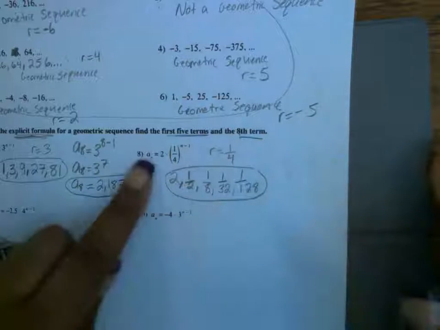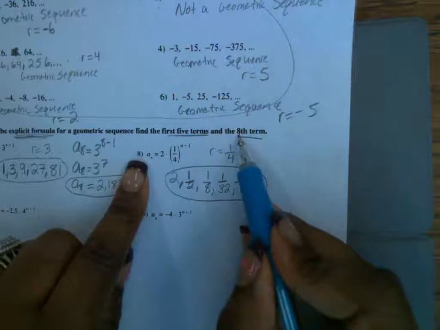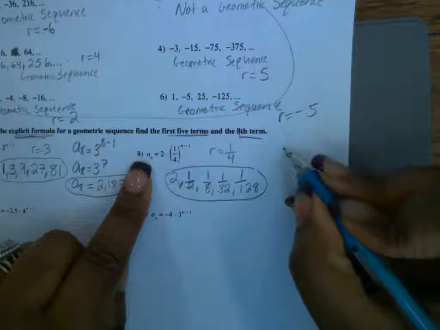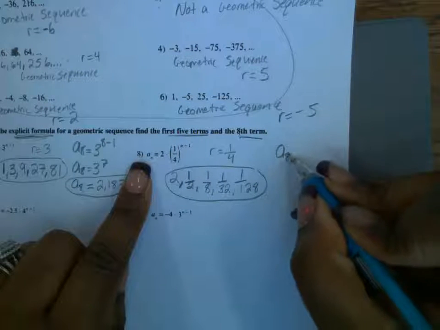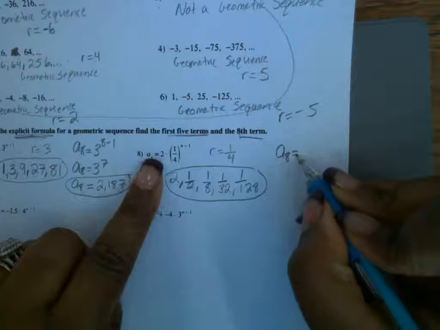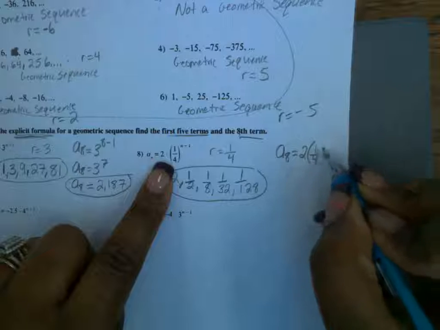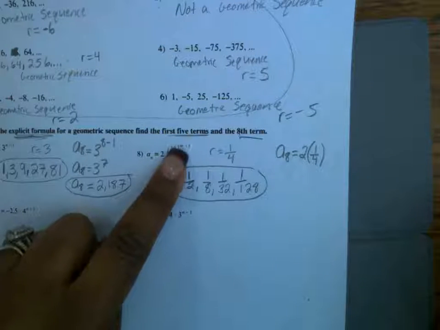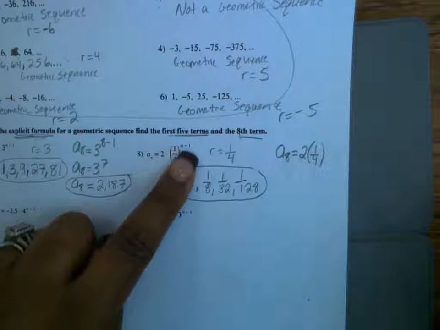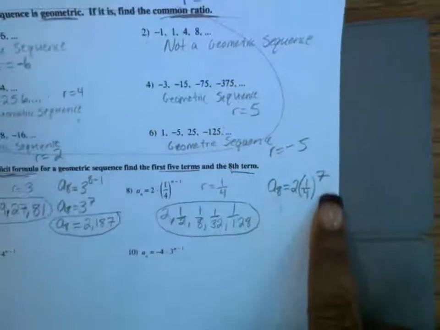So all we're doing again is taking this explicit formula and substituting 8 to find the 8th number in the list. So this is a sub 8 because you're finding the 8th term, is equal to 2 times 1/4 raised to the n minus 1. The 8 minus 1, which is 7. So I'm going to go ahead and put 7 here. 8 minus 1 is 7.